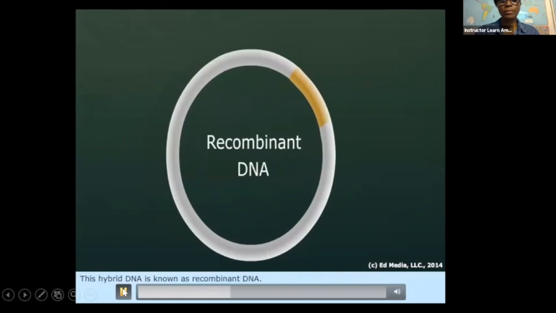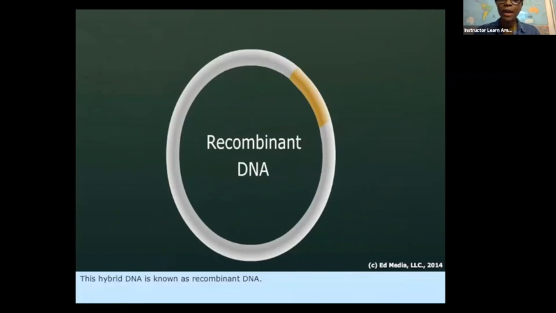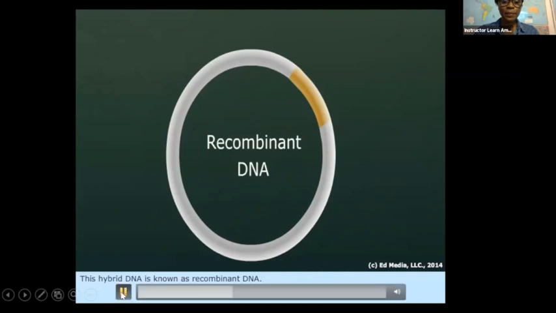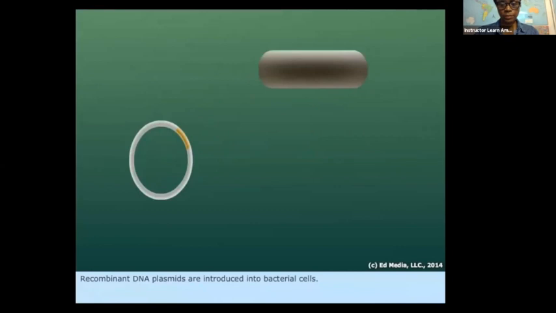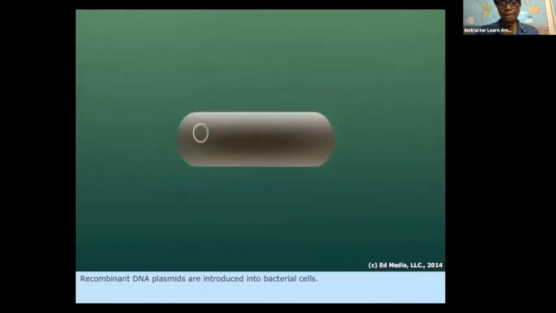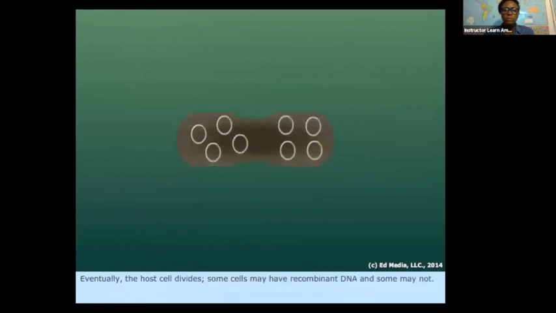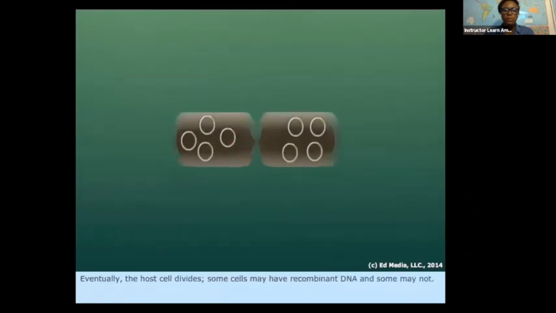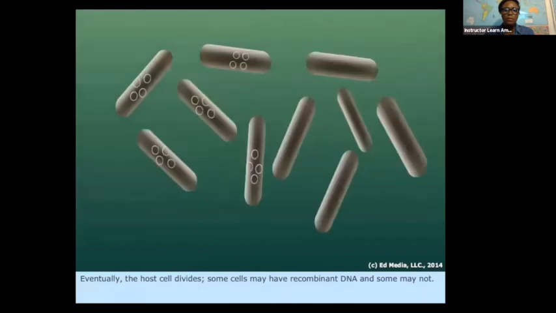This is known as recombinant DNA. When you have the mixture of both DNA information together, it's a hybrid DNA referred to as recombined or recombinant DNA. Recombinant DNA plasmids are introduced into bacterial cells. Once they are in the host cells, the plasmids are able to replicate. Eventually, the host cell divides. Some cells may have recombinant DNA and some may not.